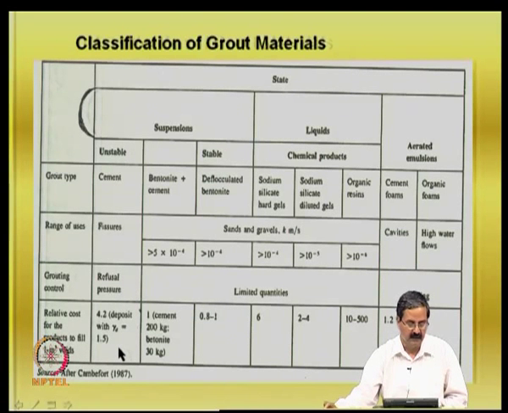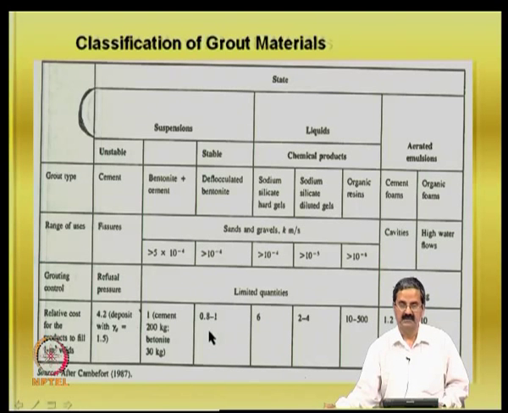Then for example, in a particular case, this is a very interesting example given in the textbook. The relative cost, we will see, is a factor of 4.2, but if you use bentonite plus cement or bentonite plus deflocculated bentonite, it is 1 or 0.8 to 1, which means that compared to cement, bentonite plus cement is going to be cheaper, right.